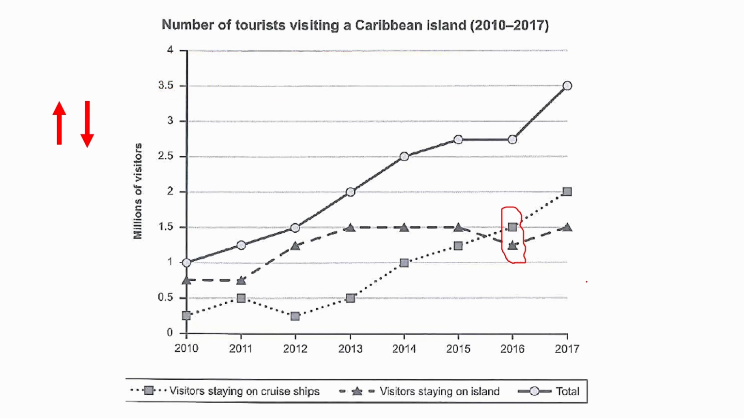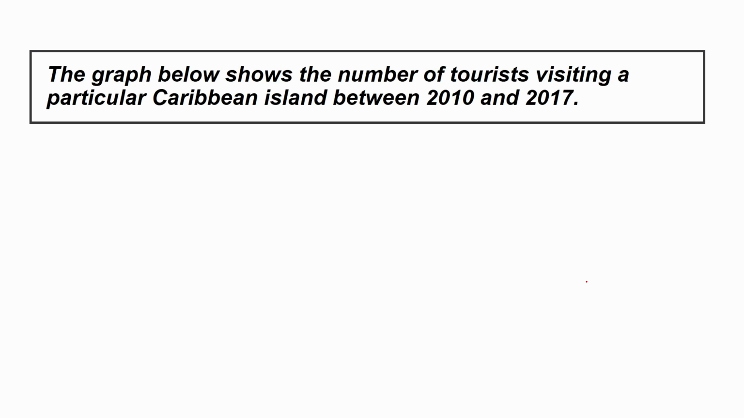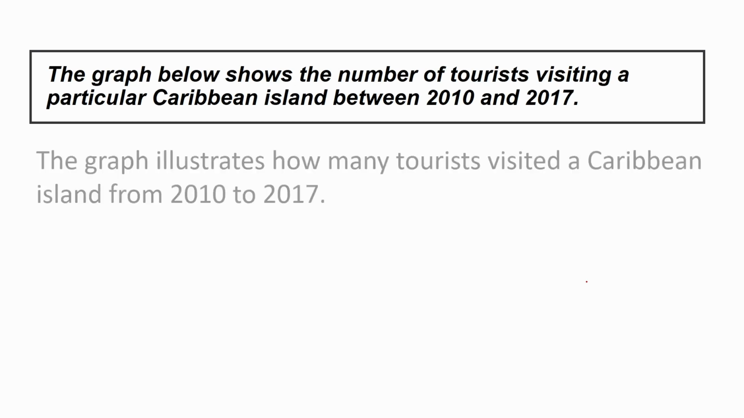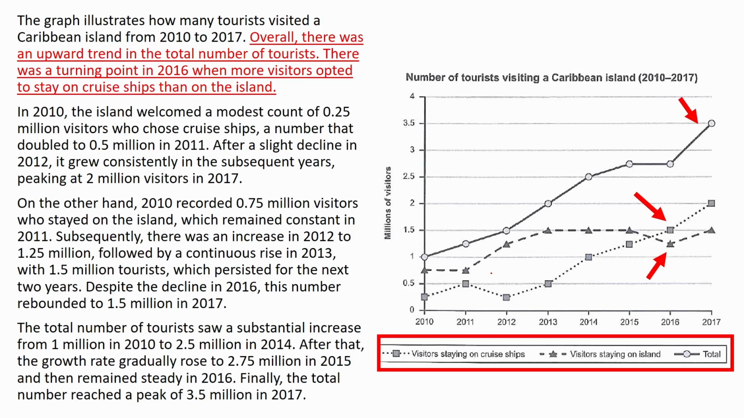Now, step 3 is to write, and the first thing we write as usual is the paraphrase. This is my paraphrase. The graph illustrates how many tourists visited a Caribbean island from 2010 to 2017. As usual, I deleted below because there is nothing below my writing. Instead of shows, I used illustrates. And instead of the number of tourists visiting, I used how many tourists visited, and I didn't touch the rest. So this is my model answer. We just read the paraphrase.